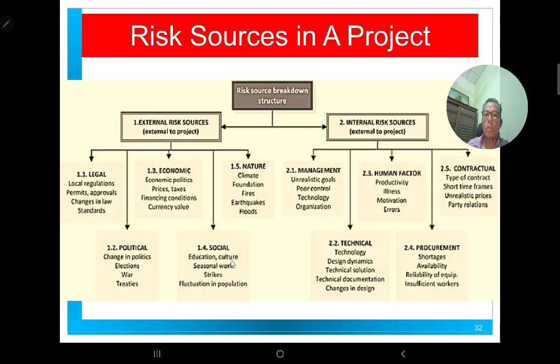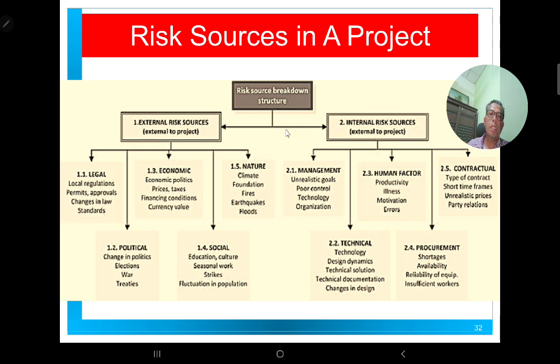Also social risk, due to a lack of human skill resources, and also due to strikes or whatever. This actually happens in developed countries where there are common strikes by the workers. So this is also due to social risk, and also due to nature: the climate, fires, earthquakes, and floods, and so on.